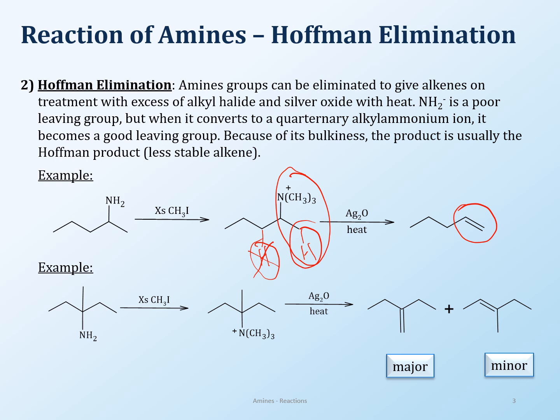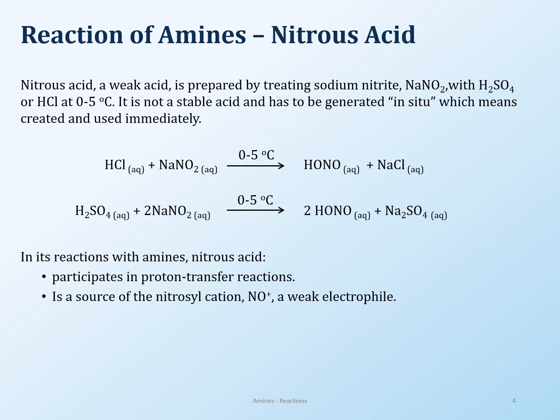Here is another example of this, where you can take an amine and treat it with excess methyl iodide, make it into a good leaving group, and you can get a mixture of products, but the major product is going to be the Hofmann product. So this is called Hofmann elimination. But the main reaction we are going to cover for amines is actually with nitrous acid.